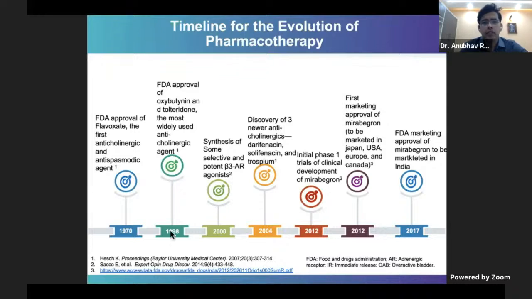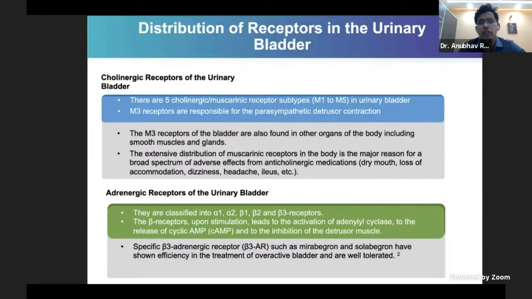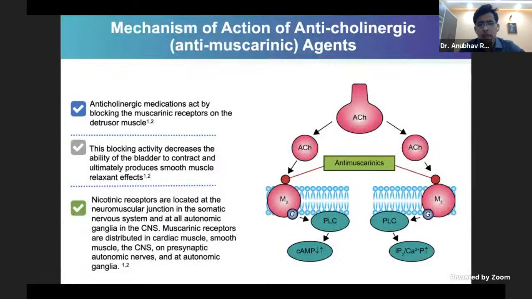You can see, drugs started appearing in the 1970s. We started with flavoxate, then oxybutynin and other drugs, and now we have newer anticholinergics which are more selective for M3 antimuscarinics, and they have fewer side effects and are more specific in controlling urinary symptoms. What kind of receptors do we have in the urinary bladder? There are 5 types of receptors, but M3 receptors are responsible for parasympathetic detrusor contraction. So drugs which block these receptors have a muscle relaxing effect, and there will be decreased frequency.